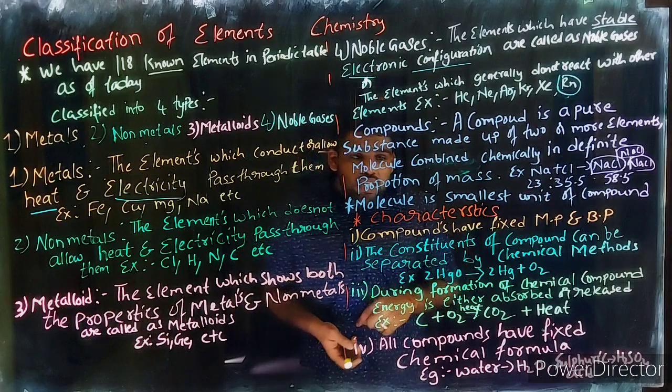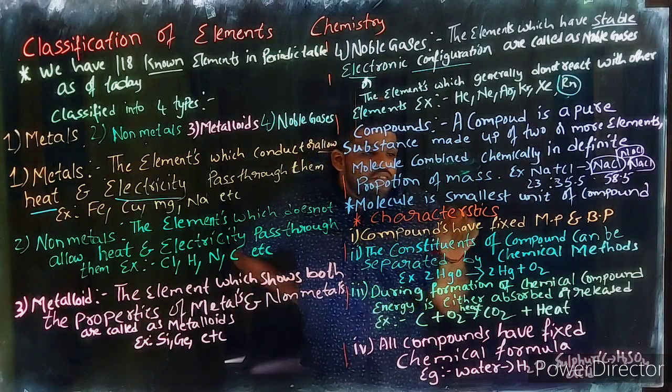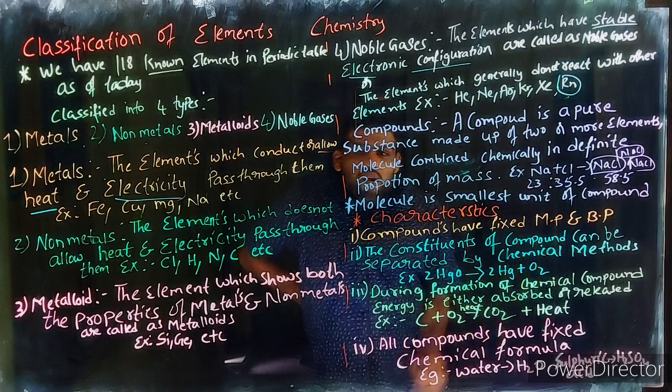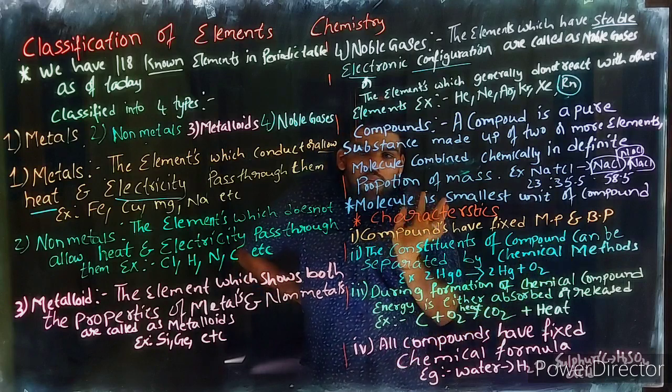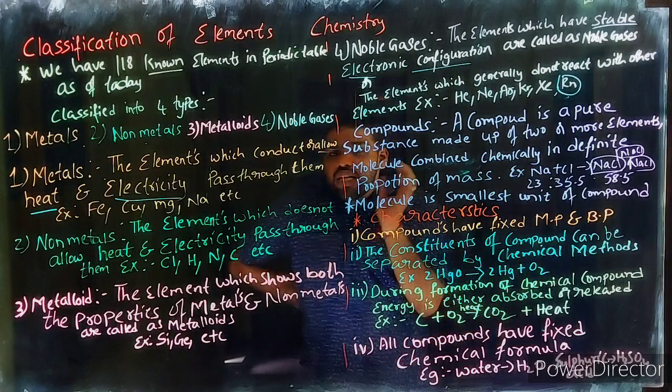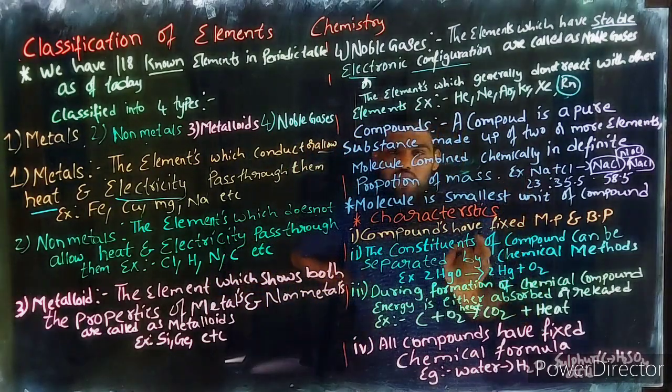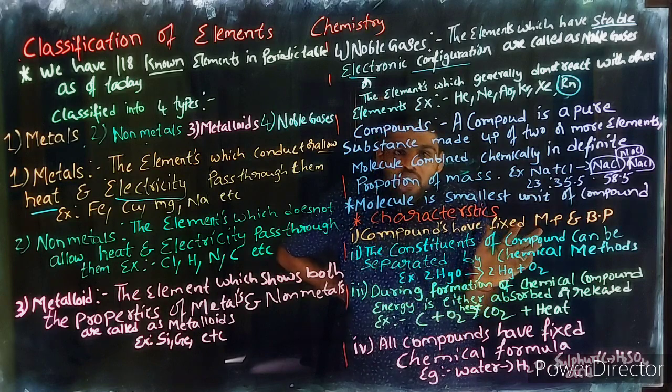Coming back to the other characteristics of compounds: compounds have a fixed melting point and boiling point. Every compound will have a fixed melting point and boiling point. For example, the boiling point of water is 100 degrees Celsius. It is fixed in India, Australia or any other part of the earth.